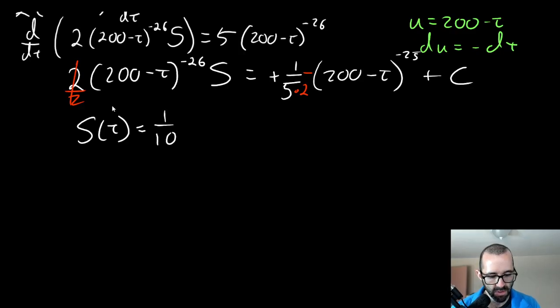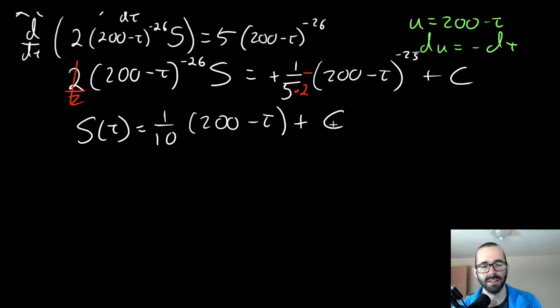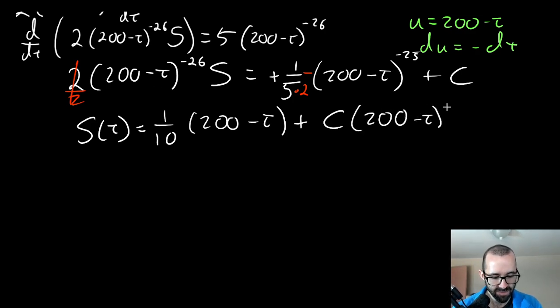It's going to be 1/10 times (200 minus t) to the 26, 25. Oh, it's just, really, did not expect this to be the answer. This is really nice. Then, of course, the plus c term gets a little less nice because it's also getting divided by 2. A constant divided by 2 is still a constant, but it's also getting multiplied by (200 minus t) to the 26th power. Okay, so this term turned out really nice. This term turned out a little less nice.